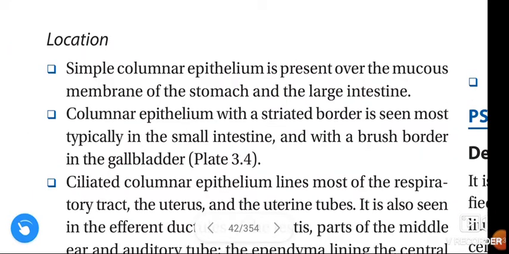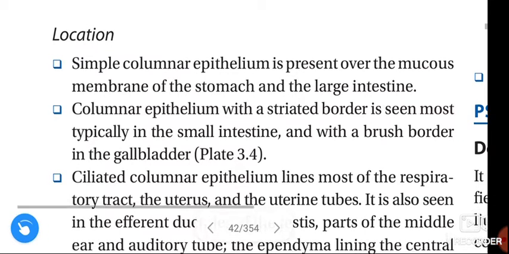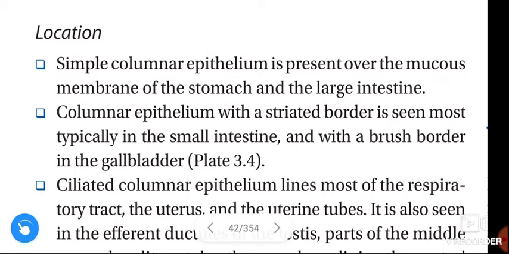Next, location of simple columnar epithelium. Simple columnar epithelium is present over the mucous membrane of the stomach and the large intestine.